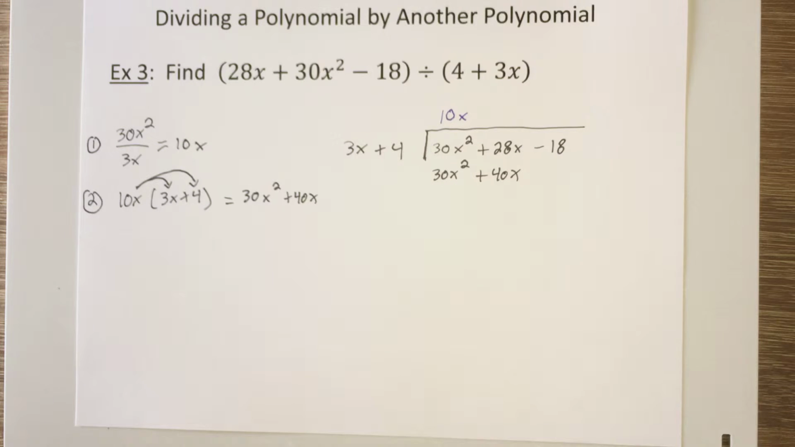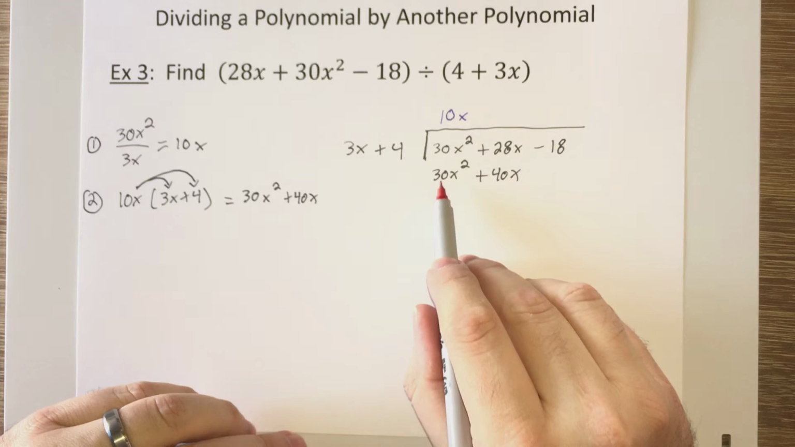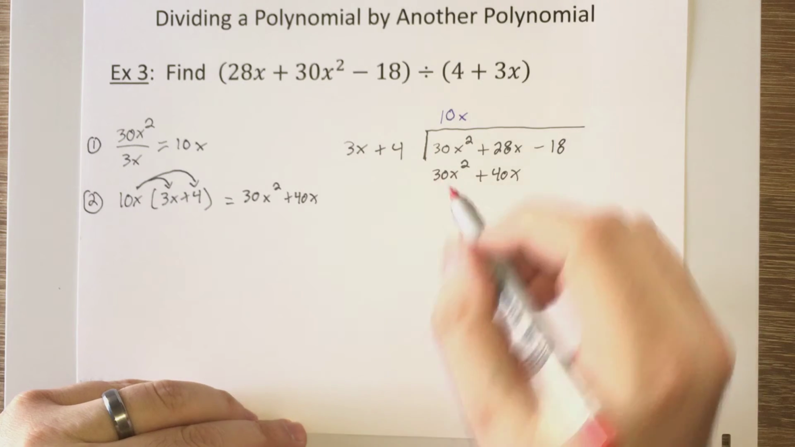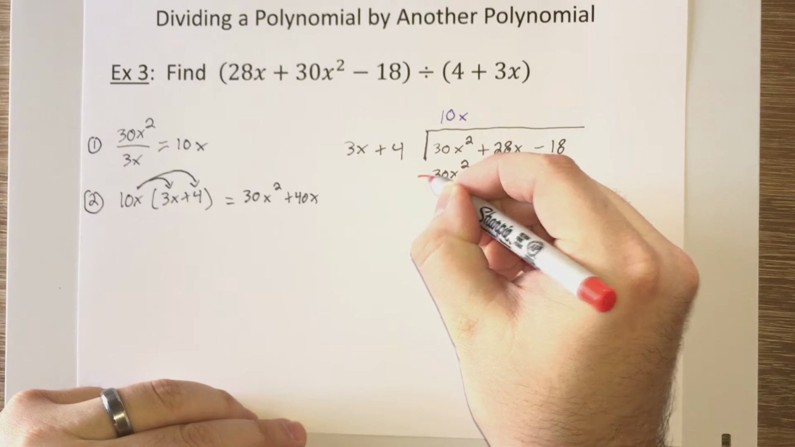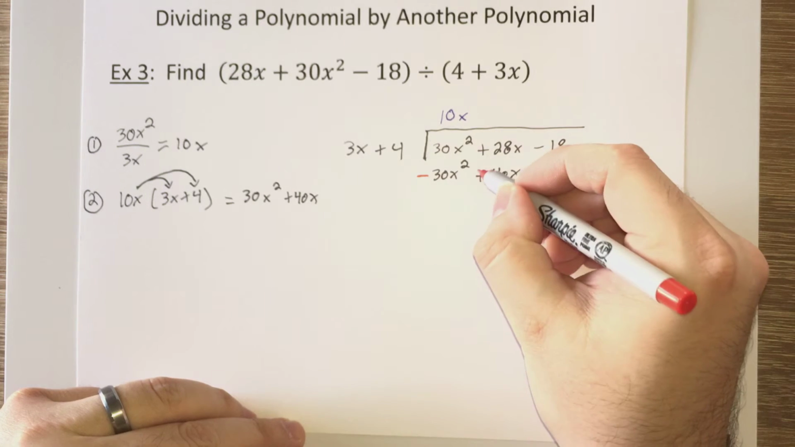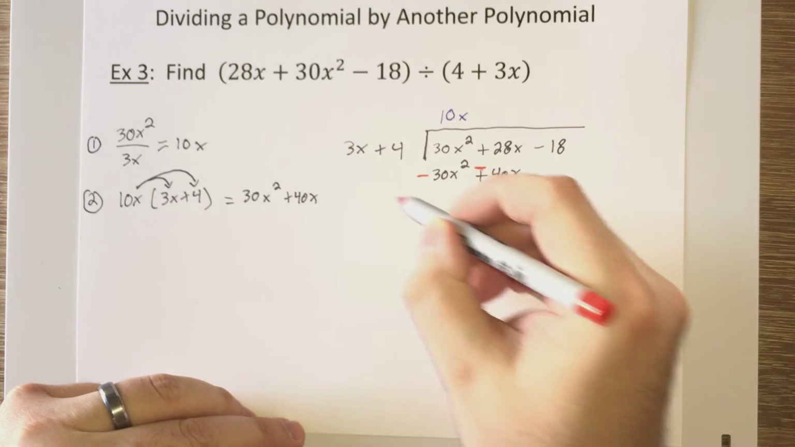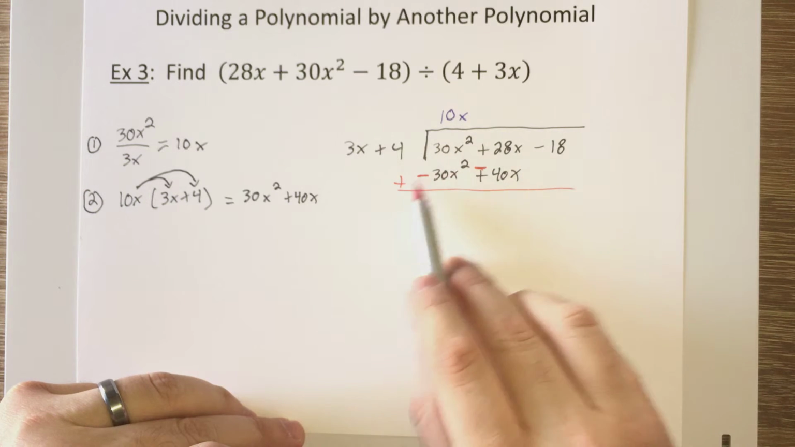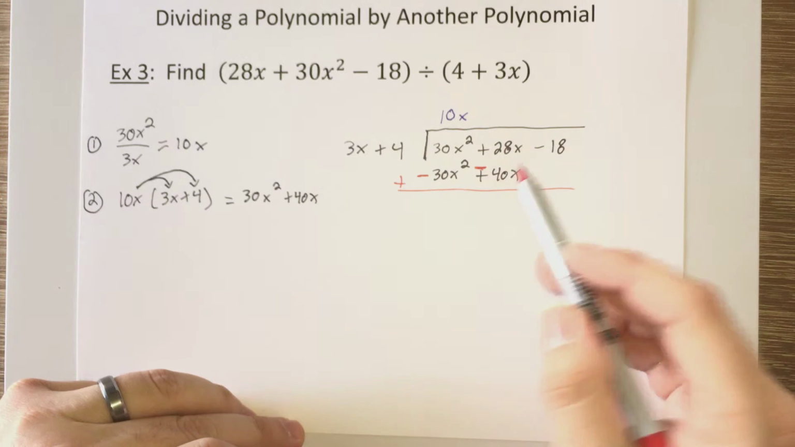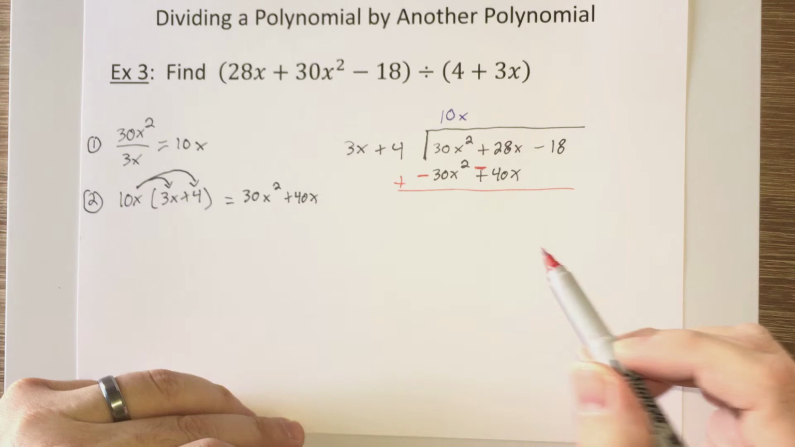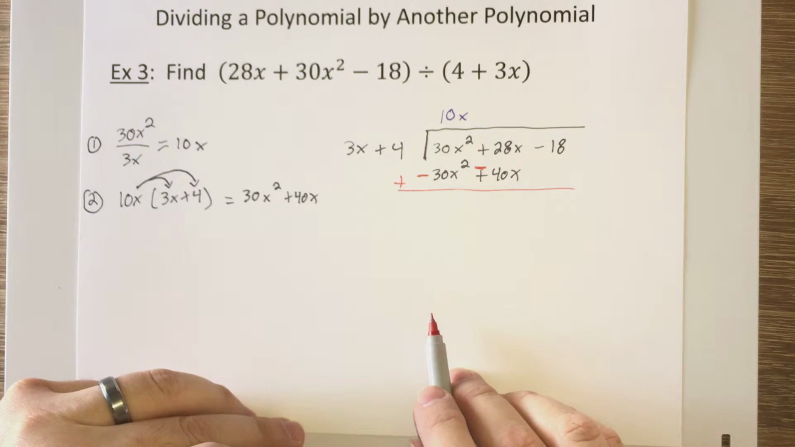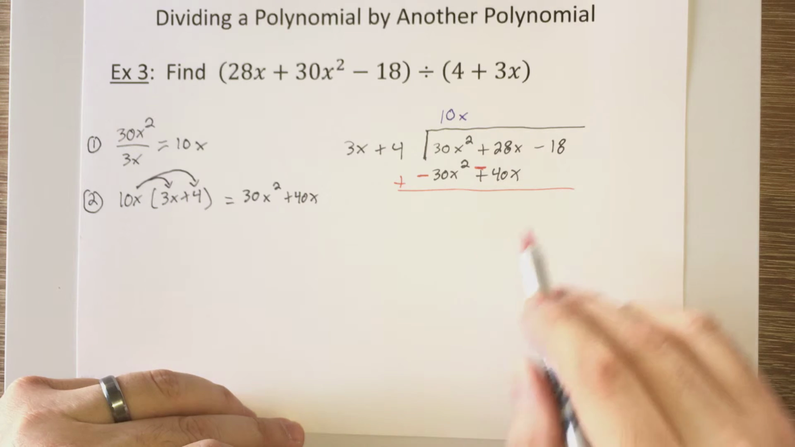The third step is that you take these two terms that you just wrote down, and you switch the signs. This is a positive term, so I'm going to make it negative by putting a minus sign in the front. This is a positive term, I'm going to make it negative by just putting a minus sign in the front. And then you add. You add straight down. When you add 30x squared plus negative 30x squared, or you can just think of it as 30x squared minus 30x squared, they cancel. The first terms will always cancel if you did this process right. Okay, so since they cancel, I'm not going to write anything there.